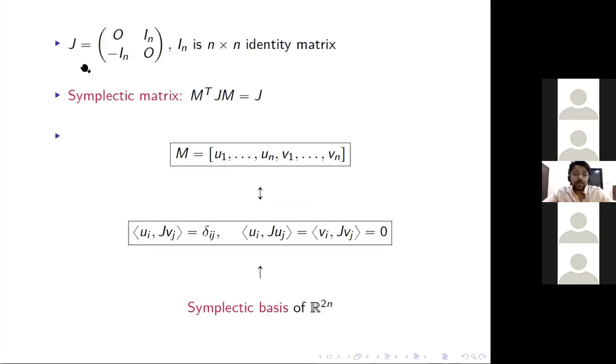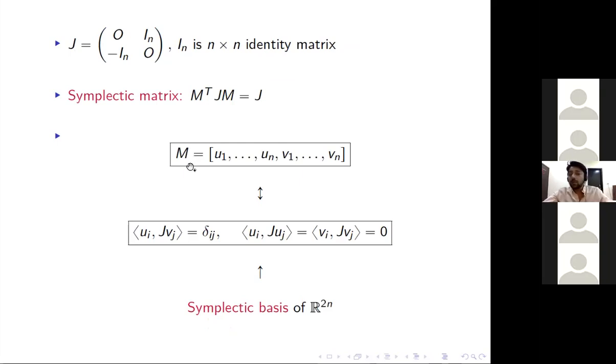By J, we'll denote the 2n cross 2n matrix in the block form 0, identity, minus identity, 0. Here In is the n cross n identity matrix. A 2n cross 2n real matrix M is said to be a symplectic matrix if it satisfies the condition M transpose J M equal to J.